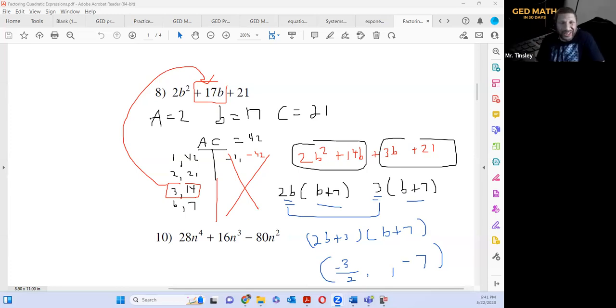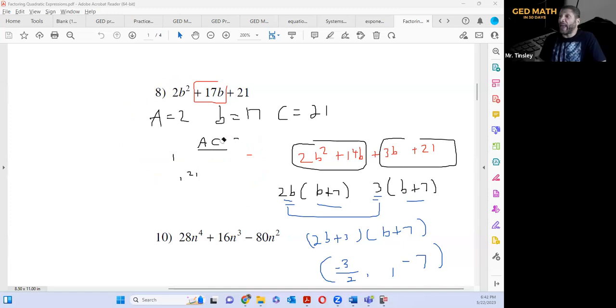Are you sure, Mr. Tinsley? Are you sure that's the answer? Well, how can we be sure? What can we do? Put it back in, replace them. Put it back into the equation, now put it back in and replace it.